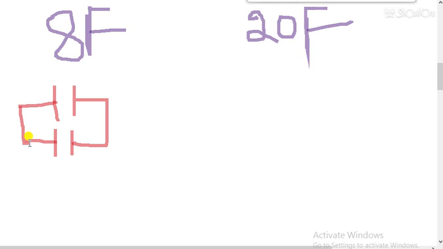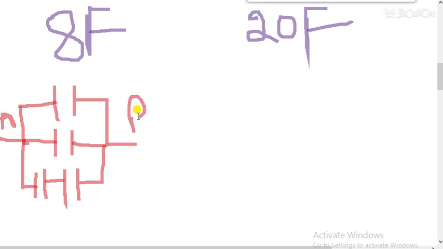Now what can I do? I can connect two further 8 and 8 in series, so that 8 and 8 will give me 4 when I connect in series. So this is an easy one. You can simply understand the concept when we solve some problems, and as we do, we will get the trick.